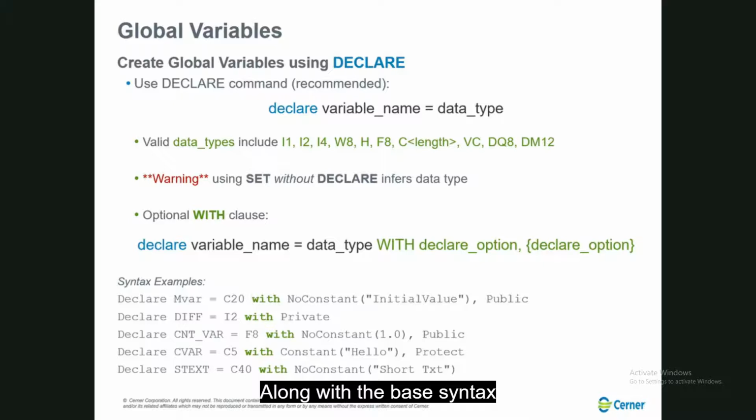Along with the base syntax of the declare command, there is also an optional with clause that can be used to define declare options. One or more declare options can be used. If multiple declare options are used, then separate them with a comma. Here are a number of examples showing the use of the various declare options.